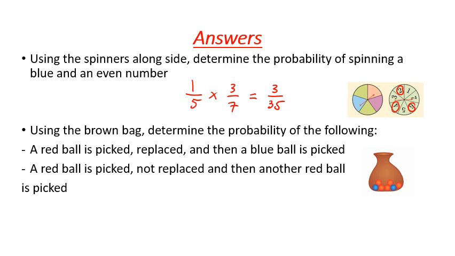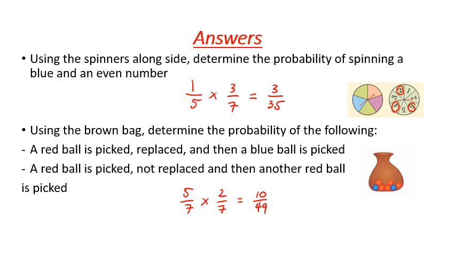The second says, using the brown bag, determine the probability of the following. A red ball is picked, replaced, and then a blue ball is picked. So a red ball is 5 out of 7, times by 2 out of 7, which is 10 out of 49.